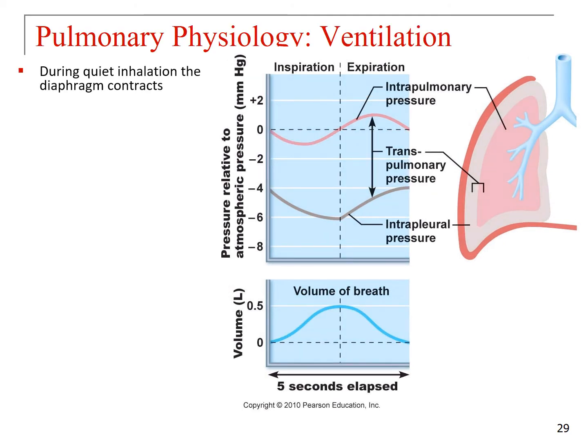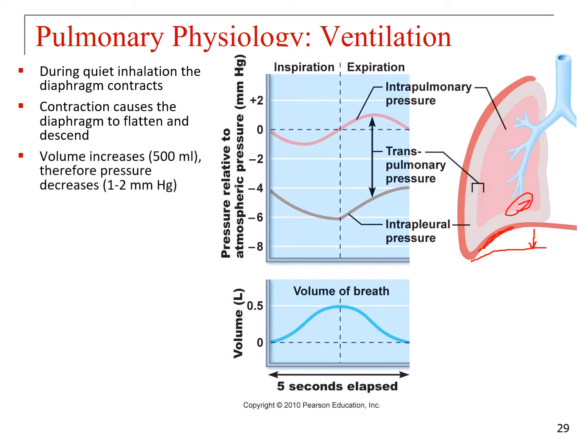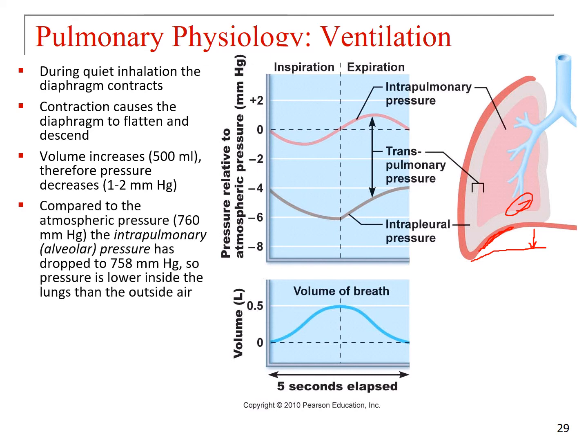Okay, so again, during quiet inhalation, you're going to get contraction of the diaphragm. This contraction causes the diaphragm to flatten and descend. So this is going to be the area of the diaphragm right here. And as the diaphragm contracts, it's actually going to flatten out, which means it's going to be coming down in this direction, which is going to cause everything in here, all these cavities, to get bigger. So the volume is going to increase by about 500 mils, and therefore the pressure will decrease between 1 to 2 millibars.